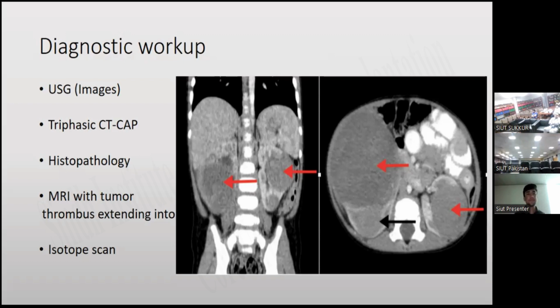Treatment. And then we go for the treatment. We will discuss later on whether we should go for a pathological confirmation before surgery or not. And then MRI is more sensitive to look for the extension of the tumor into the IVC. And then the PET scan is used in very selected places where we need further information.